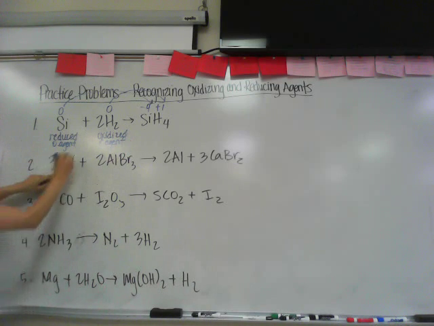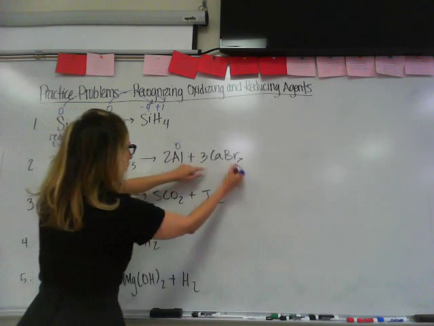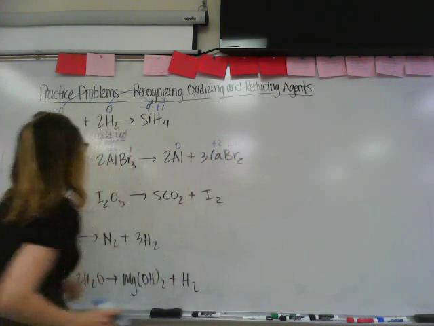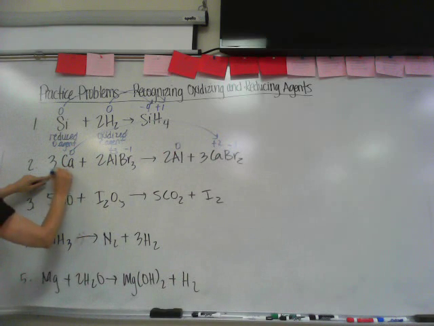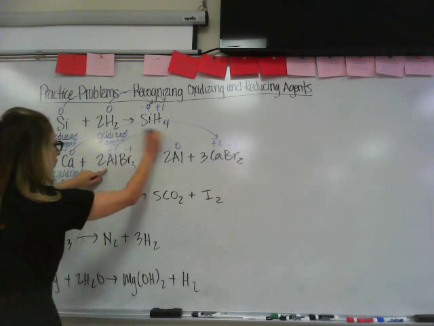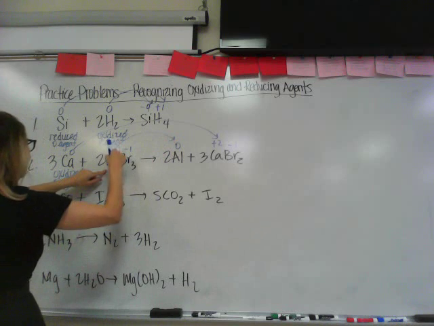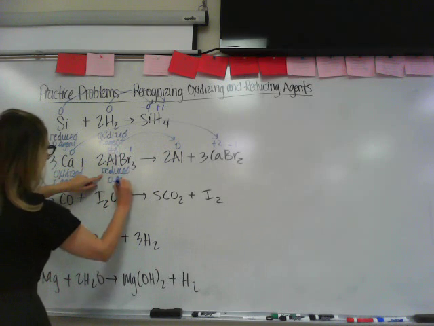For the next one, calcium is 0, bromine's -1, aluminum's +3, aluminum 0, bromine's -1, calcium's +2. Calcium goes from a 0 to a +2, that means it's losing electrons. This is oxidized, which makes it the reducing agent. Aluminum went from a +3 down to 0. This is gaining electrons, that means this is reduced, so that makes it the oxidizing agent.